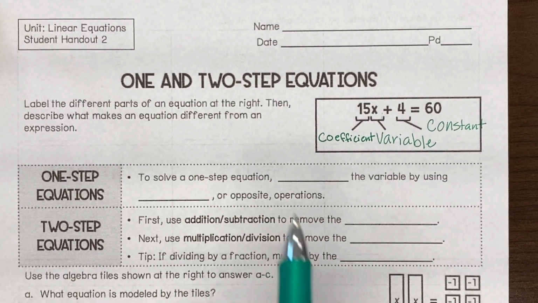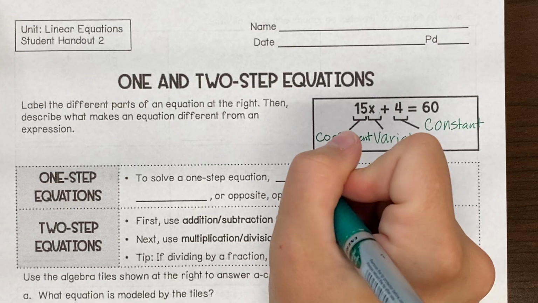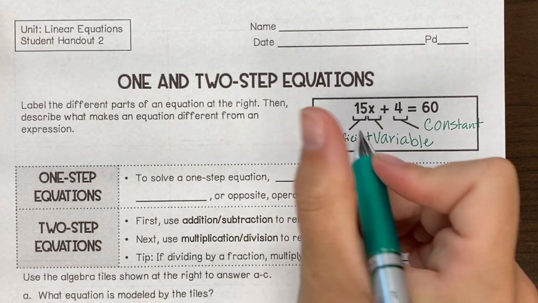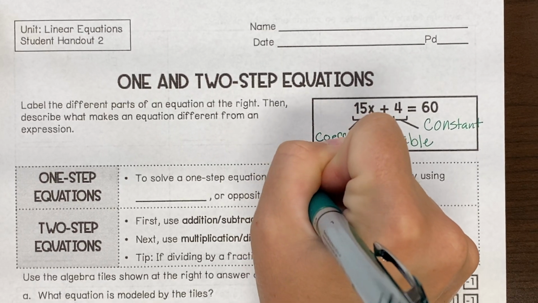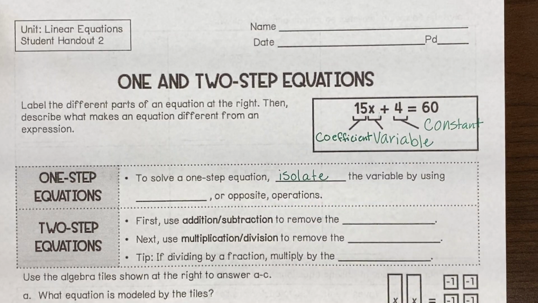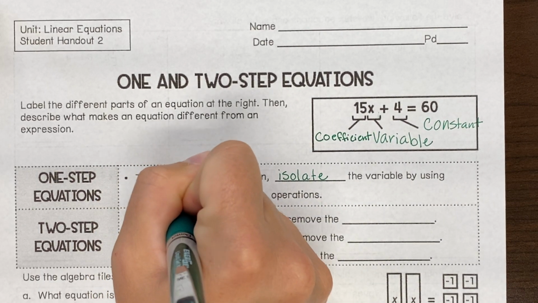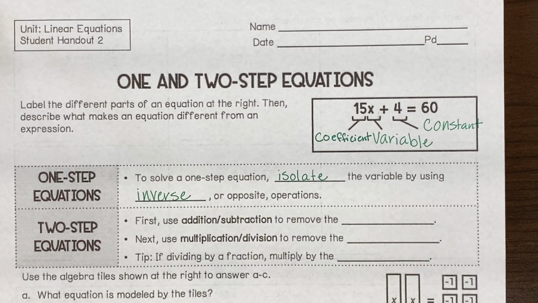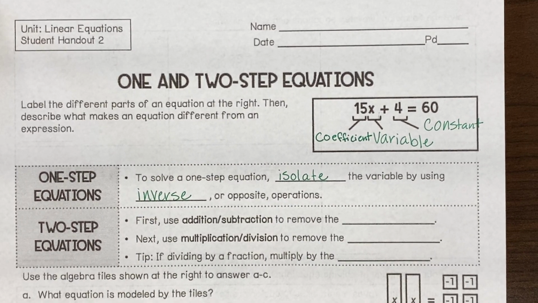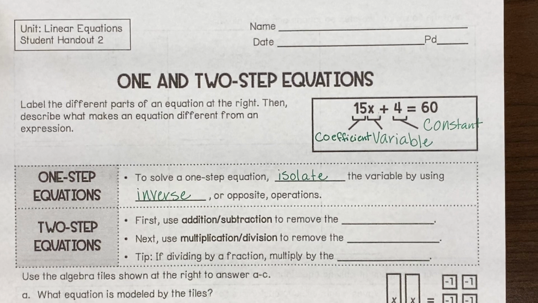So whenever we go to solve 1-step equations, we are going to isolate the variable. That means we want to get the variable all by itself, and we're going to do so by using the inverse or the opposite operations. So we're going to use the inverse operations today to isolate our variable.